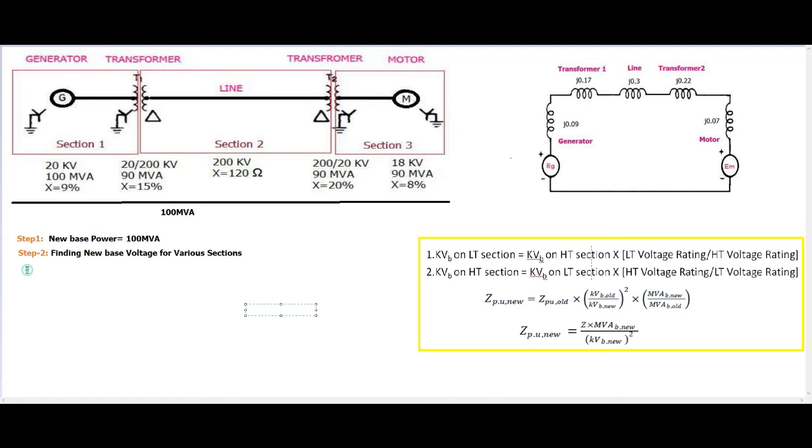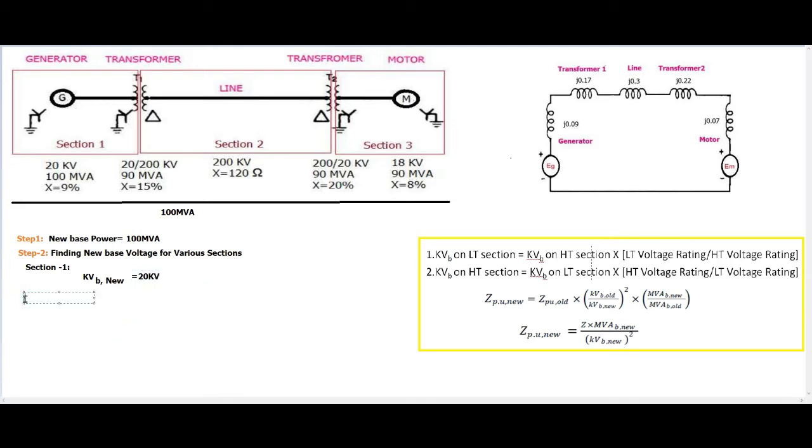Now we will find it for section 1. We know section 1 lies here. The generator is connected in section 1, so the new base voltage of section 1 is 20 kV. We can write kV B new, with B in suffix, is equal to 20 kV. This is for section 1.